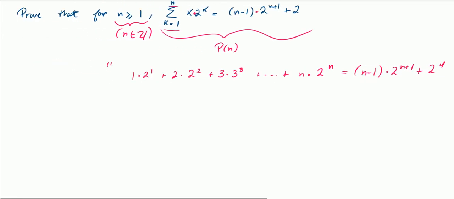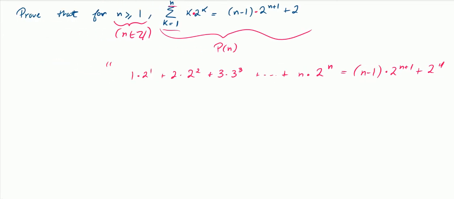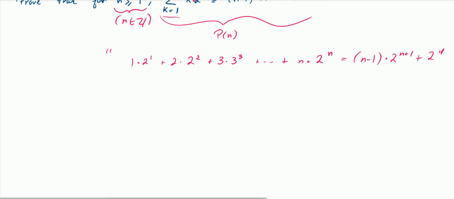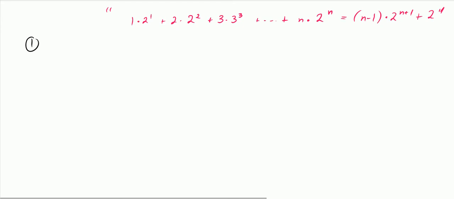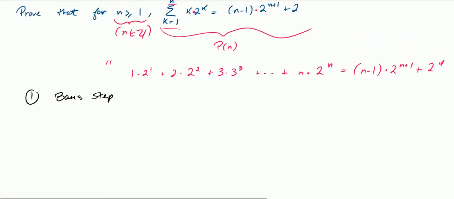So remember, a proof by induction takes two parts. The first part, which is relatively simple, is the basis step. In this case, it's given in the question that n is greater than or equal to 1. So the smallest value of n at which Pn is valid is n equals 1.